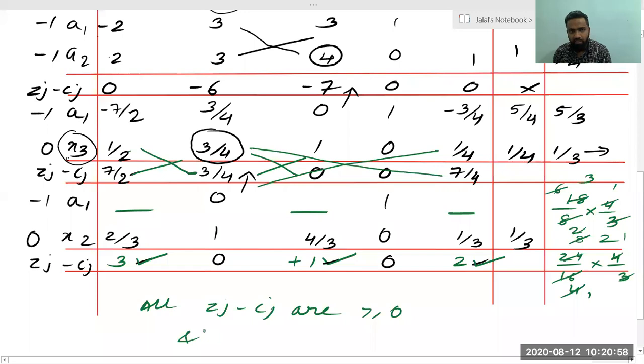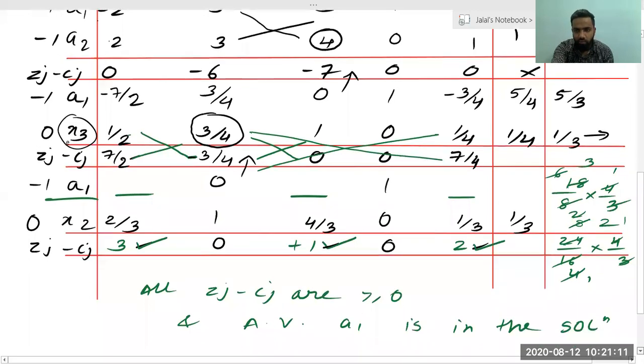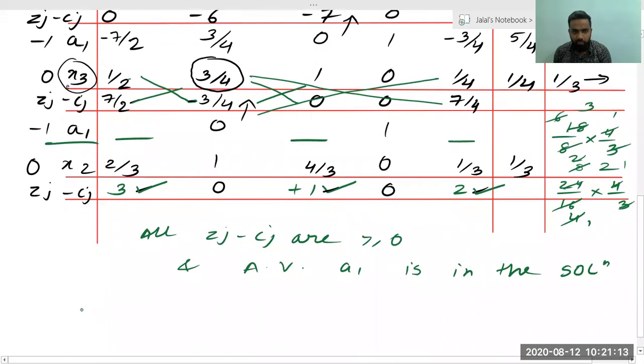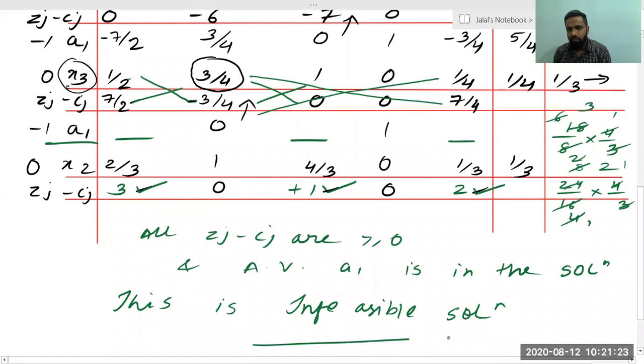And what is the special case? A1 is still an artificial variable. A1 is in the solution, right? Such kinds of solutions are called, I hope everyone remembers, so this is infeasible, right? This is an infeasible solution since A1 remains in the iteration.